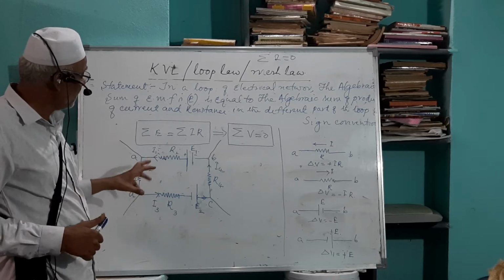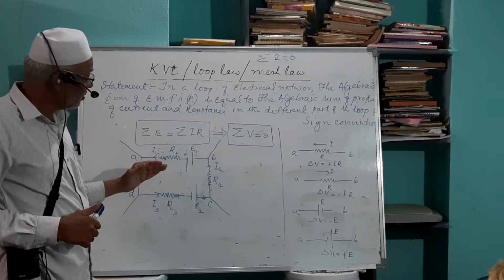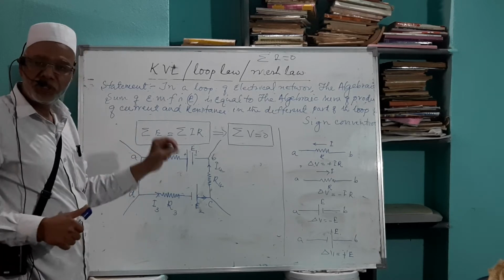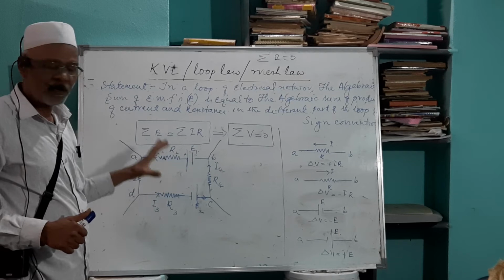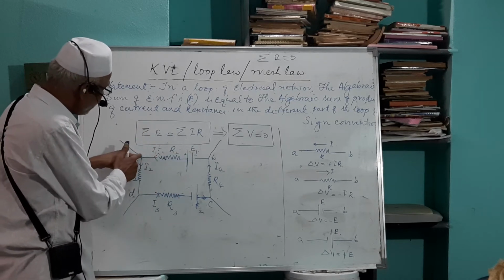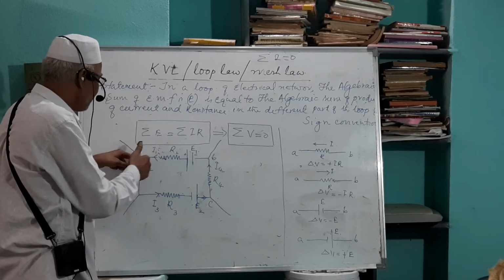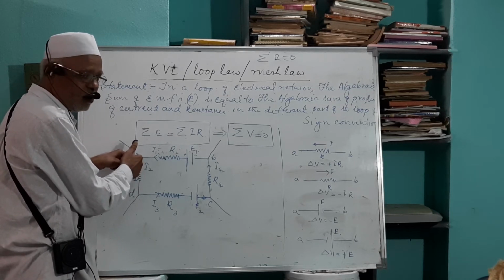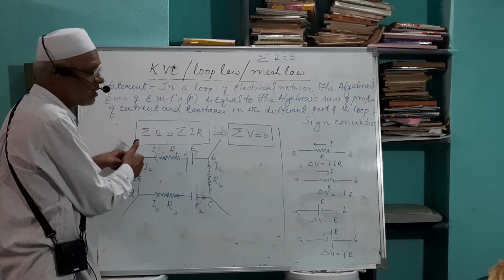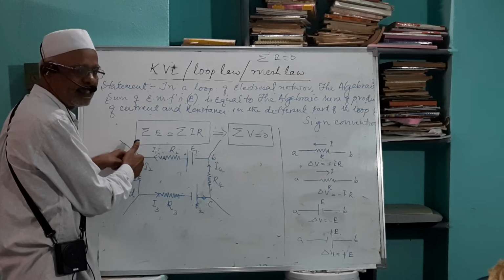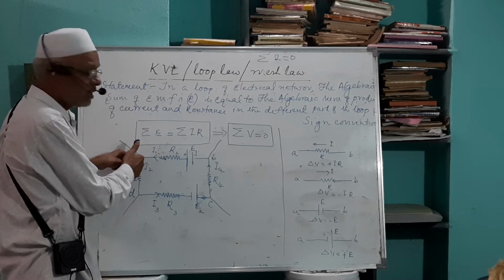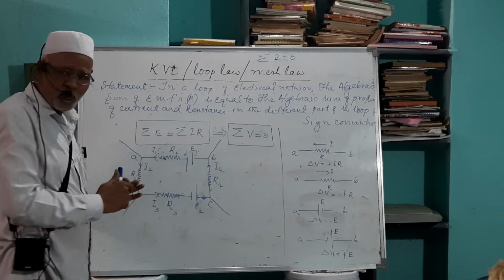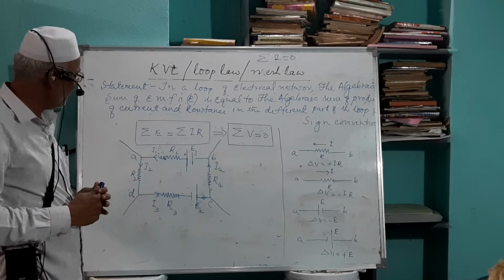Now you see that, the first step is that you have to see whether the current direction is mentioned in the different parts of the loop or not. This is in a loop. You start from one point, and again you come back to the same point. This is nothing but a loop. It is a closed path, nothing but the loop or mesh. Mesh is a closed path for the flow of electric current. Now this KVL is applicable for a loop only, therefore it is called the loop law.